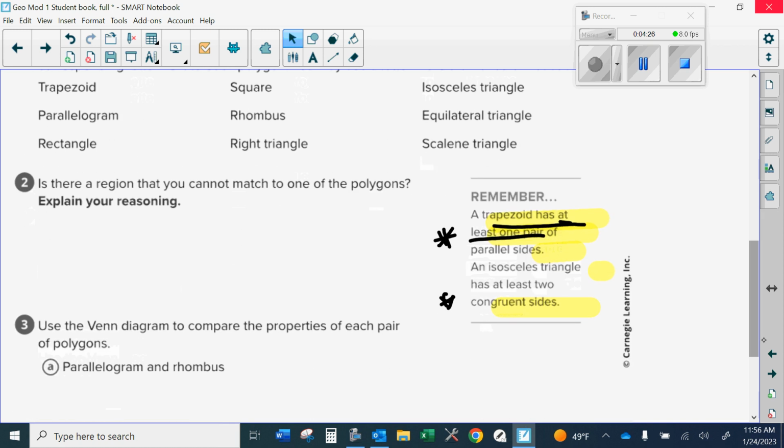Okay, and a trapezoid has at least one pair of parallel sides. You're going to get into this later in Mod 2, Topic 3. Okay, that's the definition of trapezoid. An isosceles triangle has at least, that's a key word, at least, not just 2 sides. Now, granted, almost every time it's 2 sides, but at least means it includes 3 sides. So an equilateral triangle is also, by definition, isosceles.